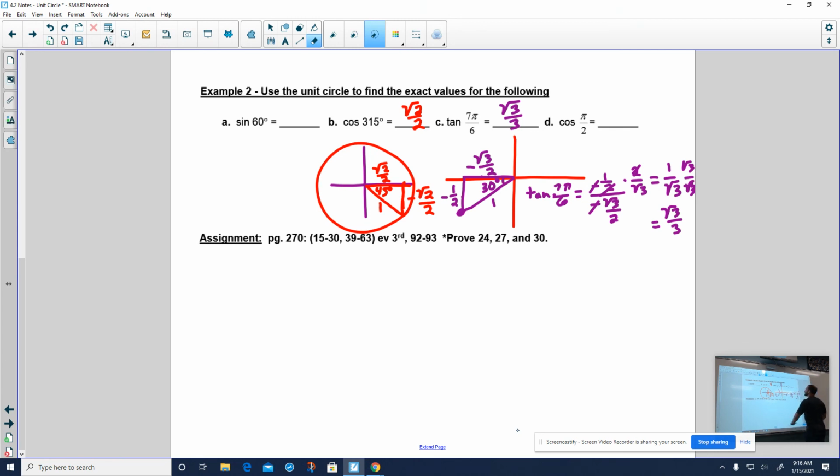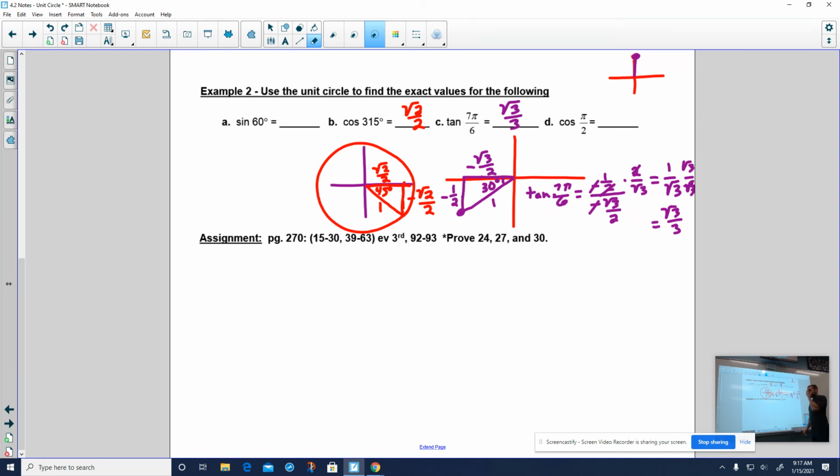I guess I better cover this one. Let's do cosine of pi over 2. Well, pi over 2 is 90 degrees straight up. Well, this one's like, I can't really draw a reference triangle because I'm just straight up. Right here is my reference triangle. That's not a triangle, it's a segment.